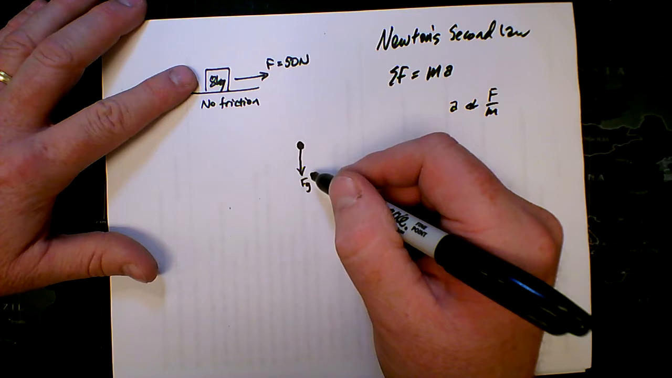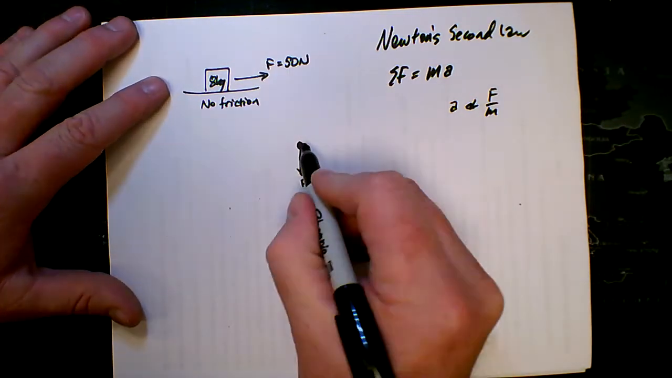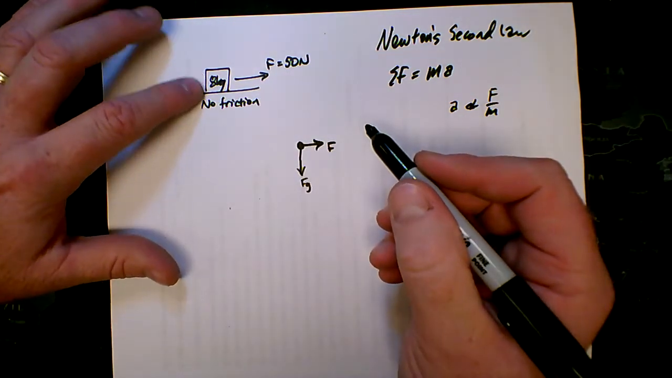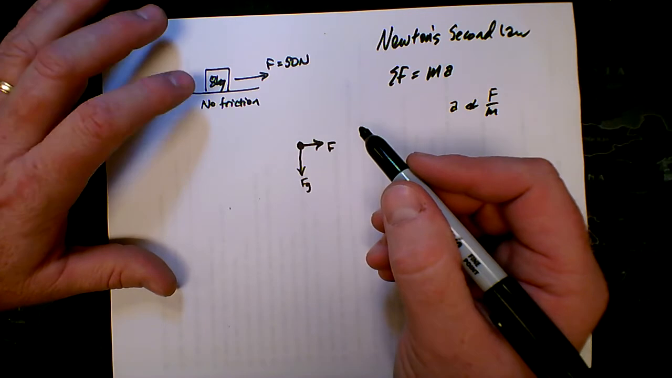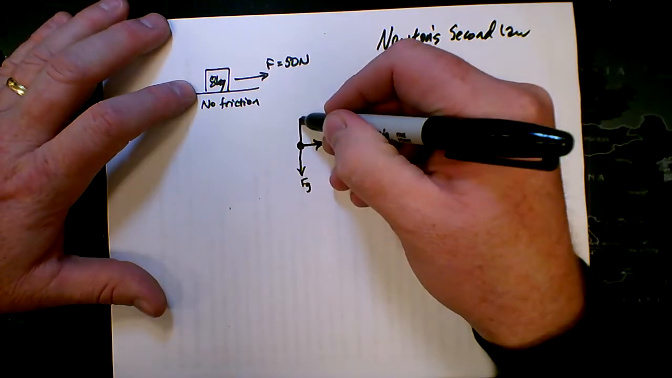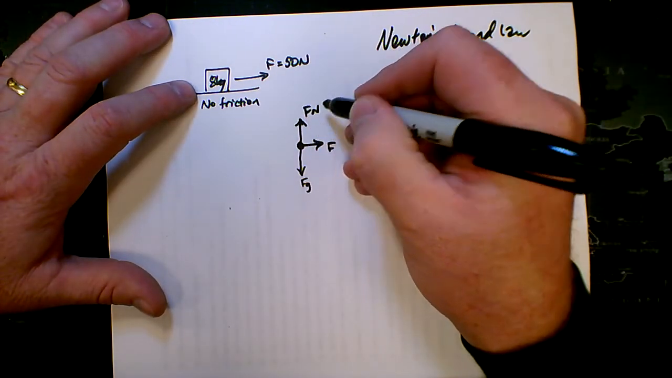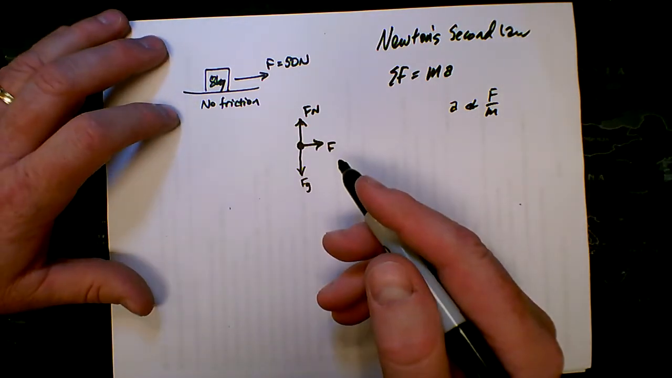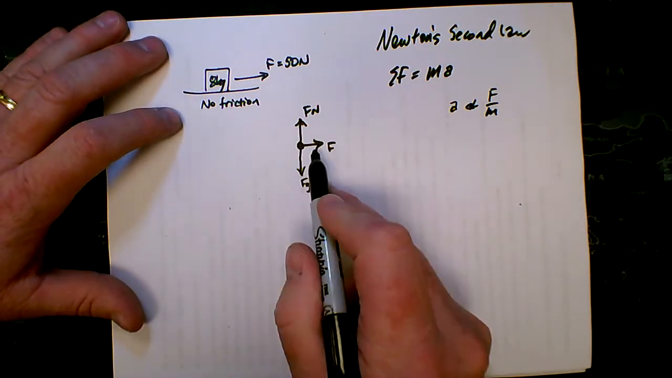Then I'm going to draw any applied or given forces. In this case, I've got an applied force to the right. I'm going to call that F. And it's touching the table, and so there is a normal force perpendicular to the surface of the table, pushing upward. I call that the normal force. There's no friction. It's not touching anything else, so we've accounted for all the forces here. So step one is to draw the force diagram.